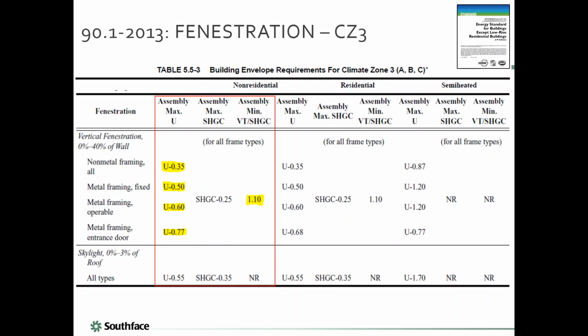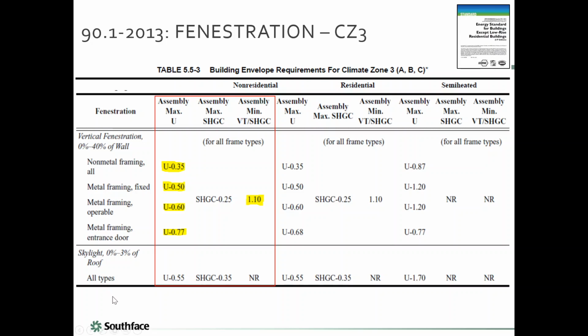And then we're also going to mention this ratio of visible light divided by the solar heat gain. They want visible light to be a higher amount than the solar heat gain, and what that really says is they don't want you to use a super dark tint. That's really what it's kind of saying. A tint will block a lot of solar gain, but it'll also block a lot of visible light.